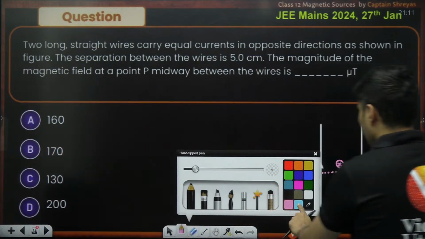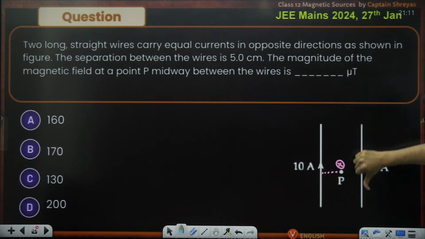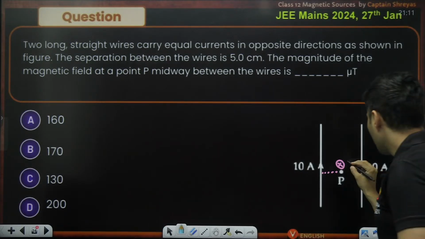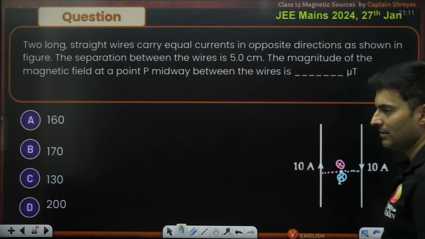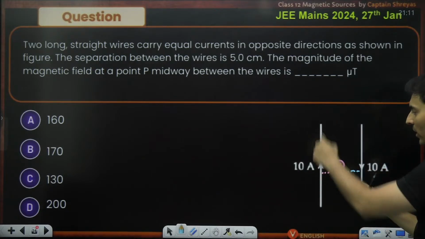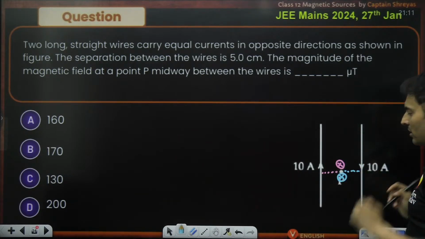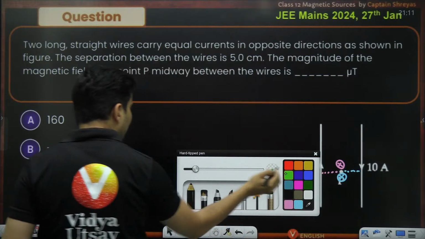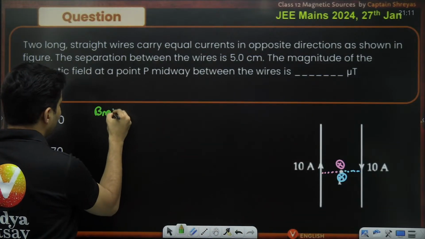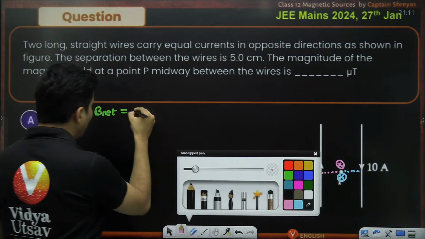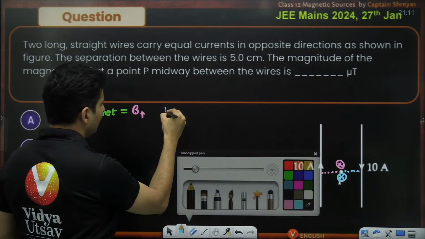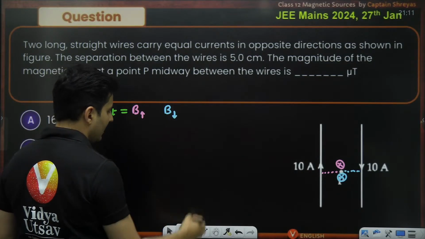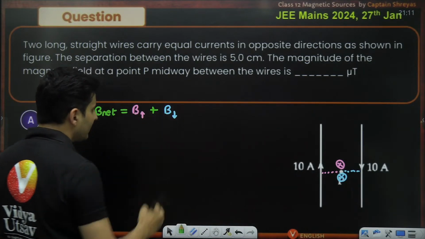Due to this wire, if I hold my thumb like this, then the fingers of my right hand again go inside. So again, due to this wire, the magnetic field is again like this. But since this is the midpoint, whatever contribution this gives, the same contribution that gives, and both of them will add to give you the net field. So the net magnetic field is the field due to the wire carrying current like this, plus the field due to the wire carrying current like this. If I add both of them, I'll get the same answer.